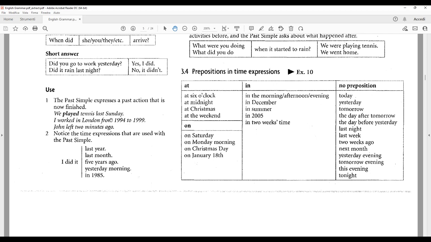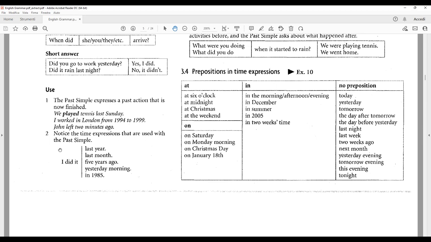Last Sunday, quindi indico esattamente un momento nel passato al quale mi riferisco. We played tennis la scorsa domenica. From 1994 to 1999. Dal 1994 al 1999, quindi un arco temporale preciso nel passato.